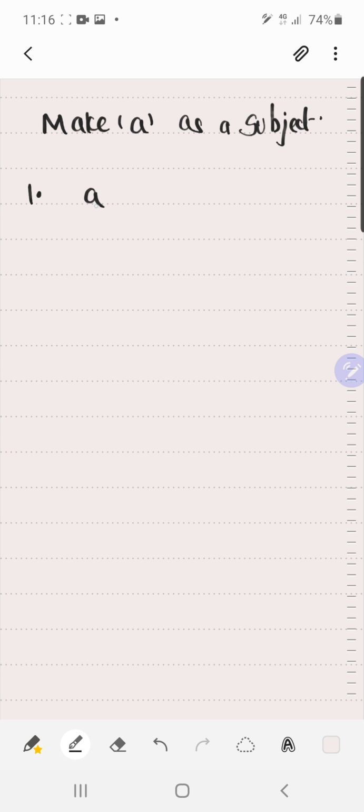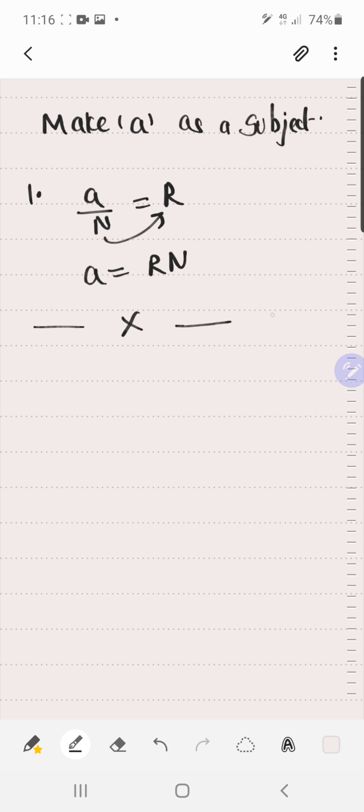Next, you have to make a the subject in all. So first is a upon n is equal to r. So that will be a is equal to rn. We directly just take n on both sides, as n is in multiplication over there. But as per your standard form of doing this, you have a upon n is equal to r. You want to eliminate n from this side. How can we eliminate it? We can eliminate it by multiplying n on both sides.